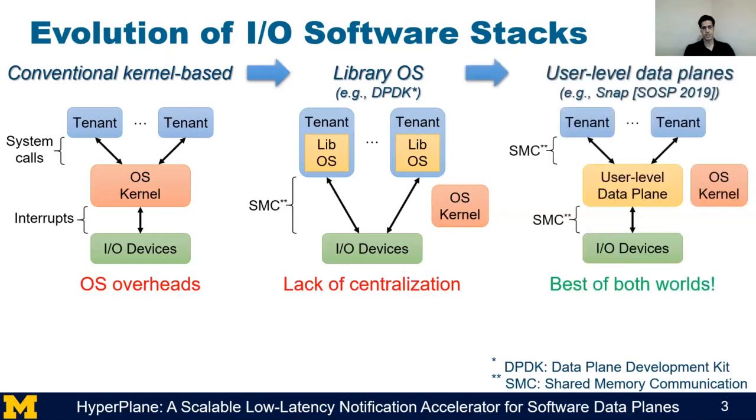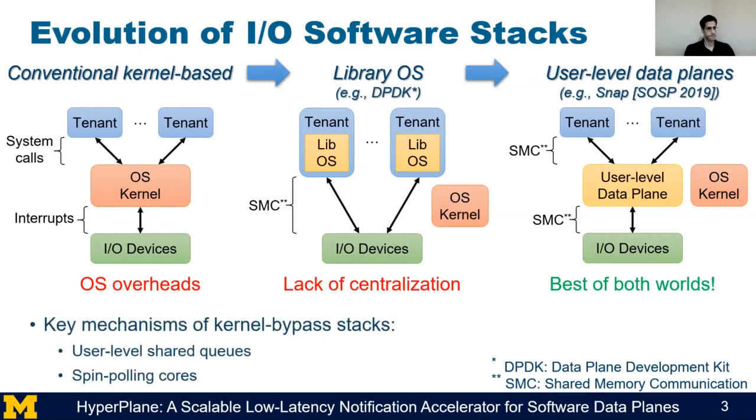To bring back a central view of all I/O devices and tenants, an alternative approach used by systems like Google Snap is a user-level data plane, as shown on the right. In the two kernel bypass software stacks shown here, I/O communication takes place through user-level queues. Moreover, for higher performance, cores need to spin poll on those queues to check for work or data items from I/O.